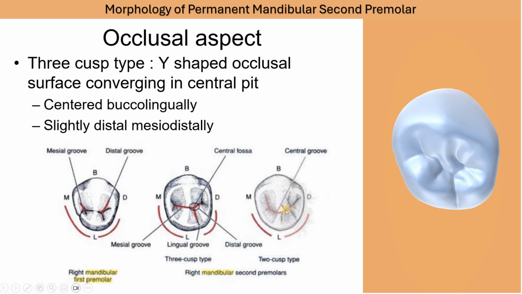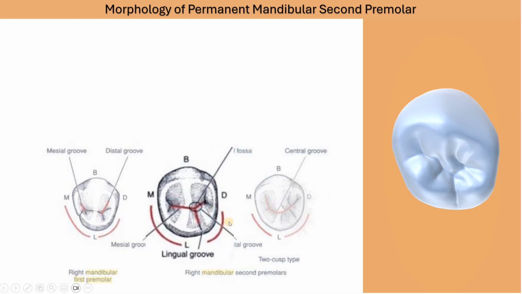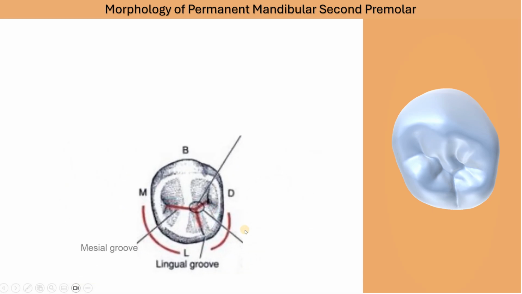Whereas in a two-cusp type, like you see in this condition, you will see a very nice smiley-like curved central groove. And this Y shape is there only in the three-cusp type, which is slightly placed distally, mesiodistally, obviously because the mesiolingual cusp is bigger than the distolingual cusp. So let's have a look at this groove pattern.